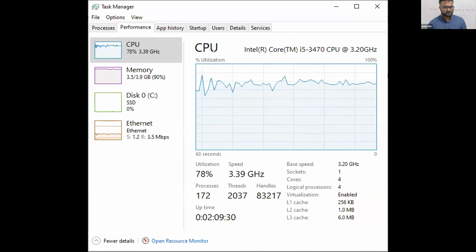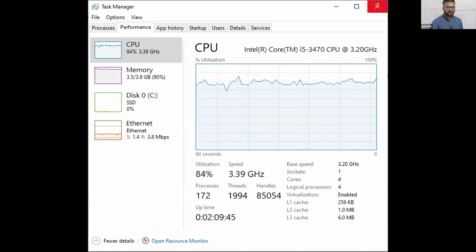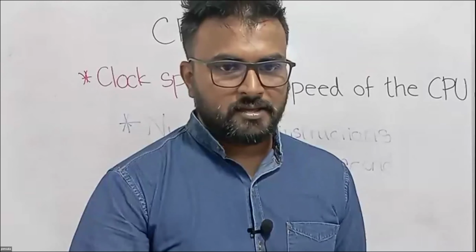So this is the chart for the CPU and this is the Core i5. This is the model of the CPU and this is the speed. That means the clock rate, right? So now you have an idea, no, about the clock rate, right?